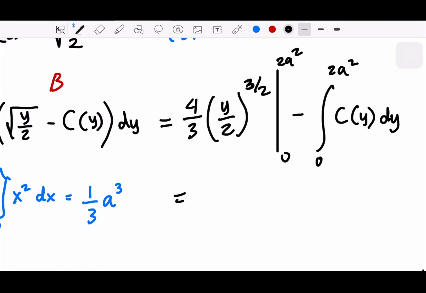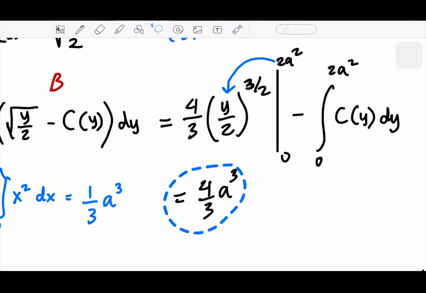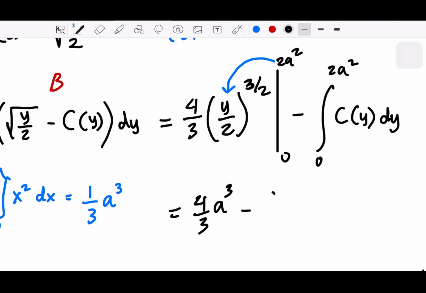And then we can still solve this first. So take 2a squared inside. So it will be 2a cubed, right? And 2 by 2 is 1, so 4 over 3. So 4 over 3 a cubed. And then we still have the c minus integration, right?